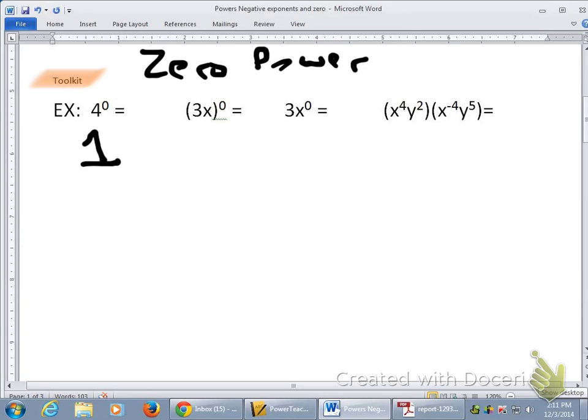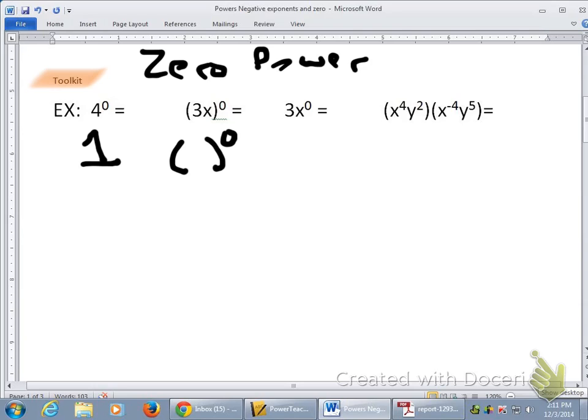The second thing I want you to notice is the difference between these two problems here. Notice that one of them has a 0 on the outside of parentheses, and the other one has a 0, no parentheses, but a 0 only with the x. And that's the biggest thing we want to look at. So we'll start with this first one.